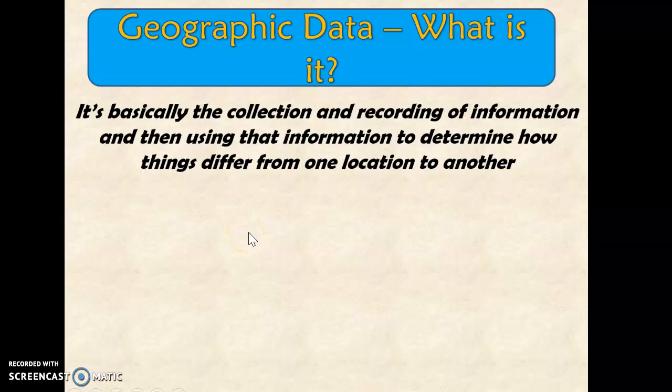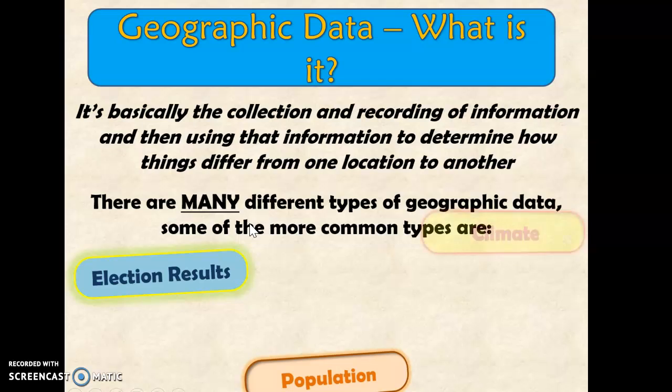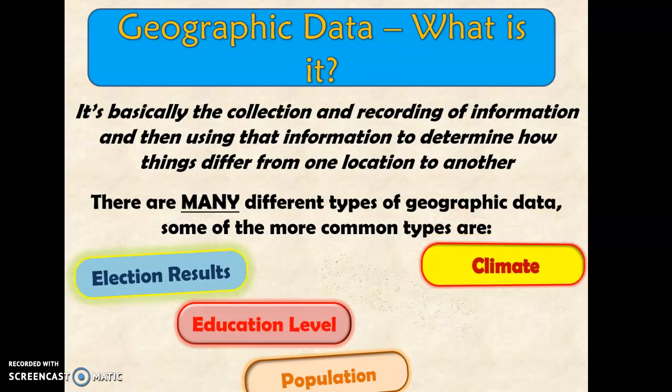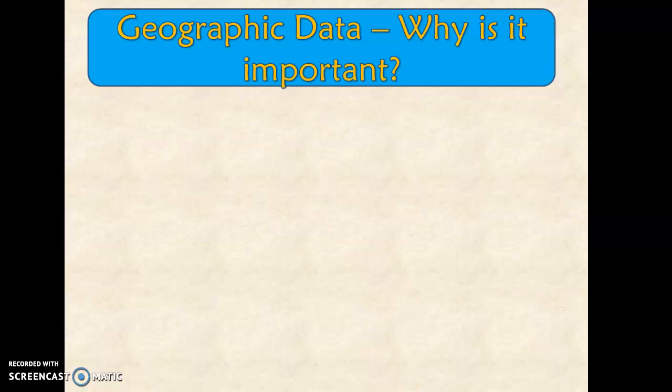So let's talk about some things that geographic data can tell us using thematic maps. Many different things. We have election results. There's also the population, the climate, educational levels, ancestry, and life expectancy. Even income levels can be determined using geographic and geospatial data. And all of these are on different kinds of maps. Let's look at some of those maps right now.